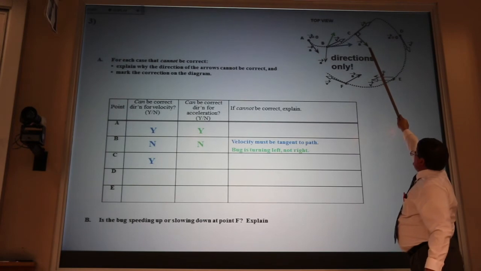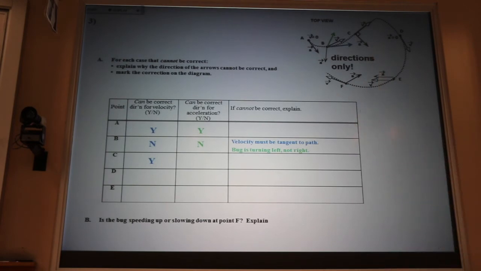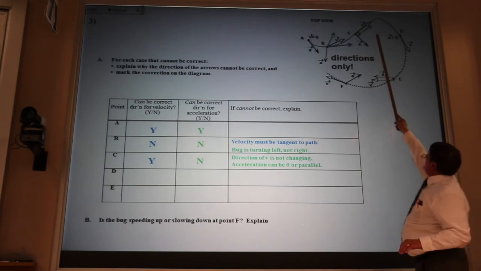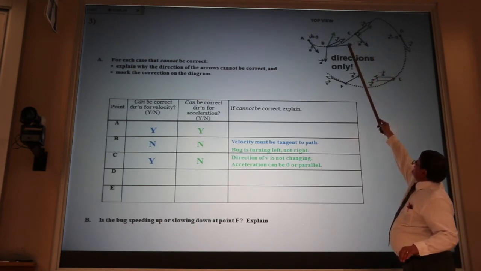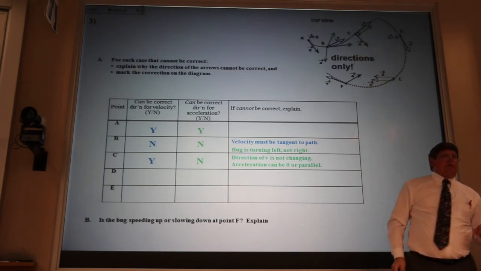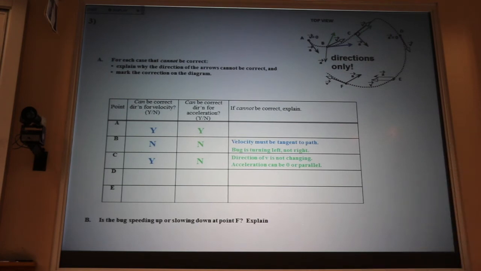And so this acceleration is impossible. That would make the bug turn to the right. The bug can't stay on the path if it turns to the right. So I can either have something in the same direction or the opposite direction or zero. Those would be my three choices. If the bug's speeding up, it would be the same as the velocity, the same direction. If it's slowing down, opposite. If it's got cruise control, it would be zero acceleration because it's not speeding up, not slowing down, and not turning.